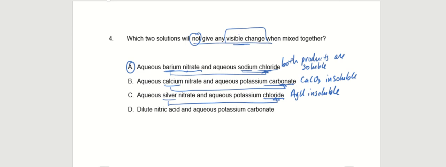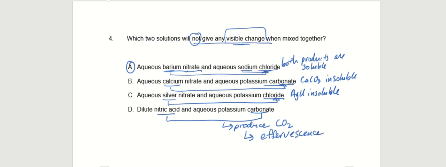In D, dilute nitric acid and aqueous potassium carbonate. Now, this is a reaction between an acid and a carbonate. And you know that an acid, when it reacts with a carbonate, will produce carbon dioxide gas, which means you will observe effervescence, and this is definitely a visible change. Okay, so for B and C, the change that you will see is that a precipitate is formed, and for D, you will observe effervescence.